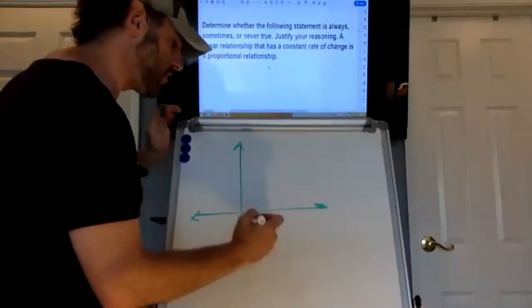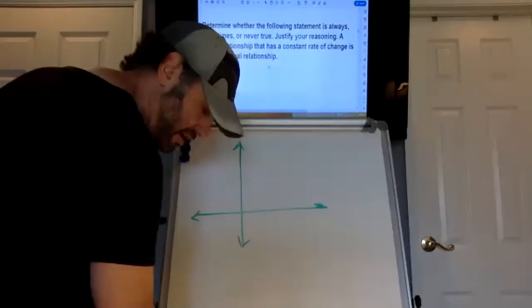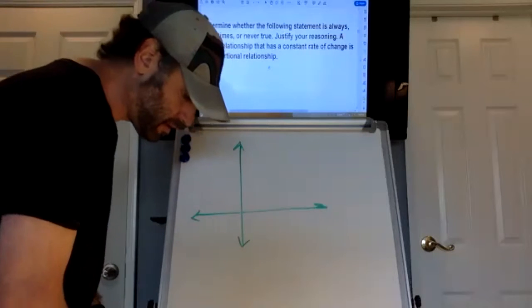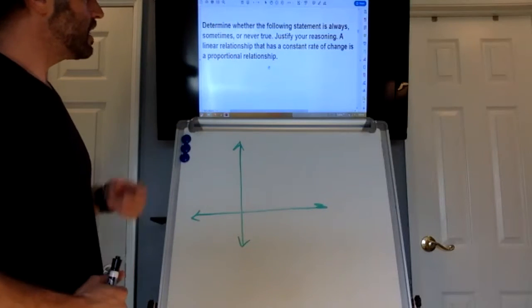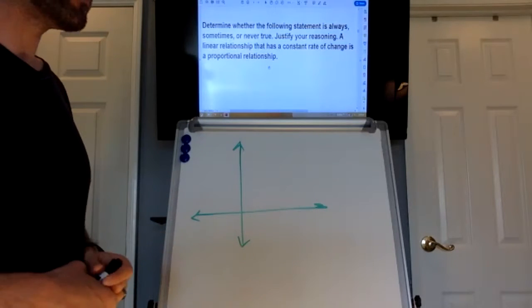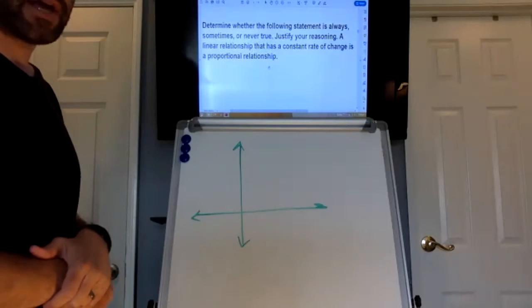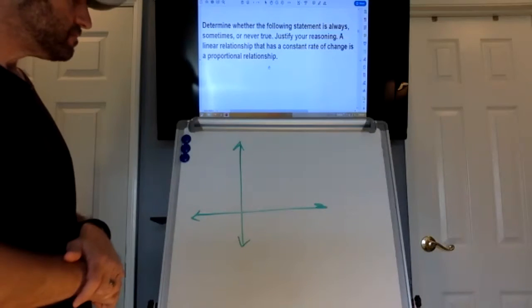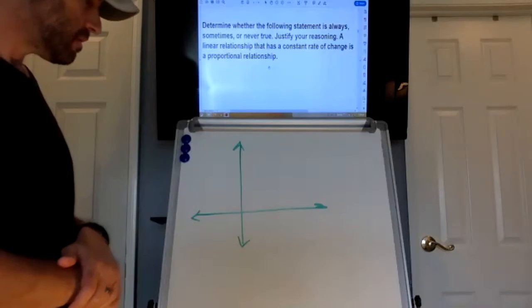I can come up with a counterexample, but I'd rather you come up with one. Who can counter that argument? What is your argument again? As long as it's linear and has a slope, a constant rate of change, it is a proportional relationship. Can somebody explain on this graph how I can show otherwise? If it doesn't go through the origin.